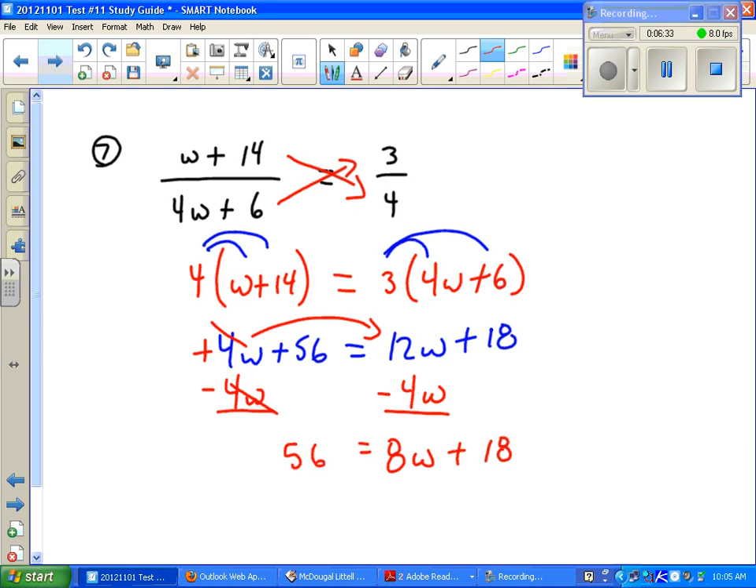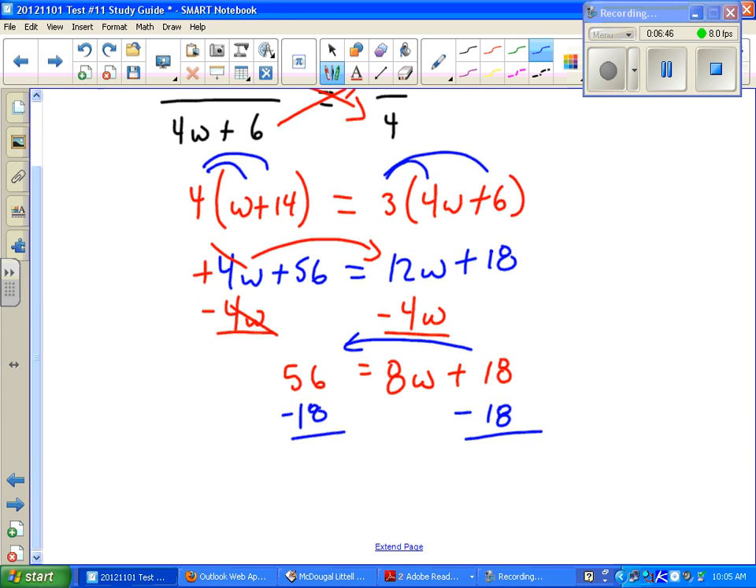56 is on that side. Now you have plus 18, you want to move that one over to the other side. In order to undo plus 18, you subtract it. If you subtract 18 on the right, you have to subtract 18 on the left. 56 minus 18 is 38, equals 8W, and these will cancel out. So now you have 8 times W. In order to undo multiply by 8, you divide by 8. You divide the right by 8, you have to divide the left by 8. And these will cancel and leave you with just W, equals 4.75.